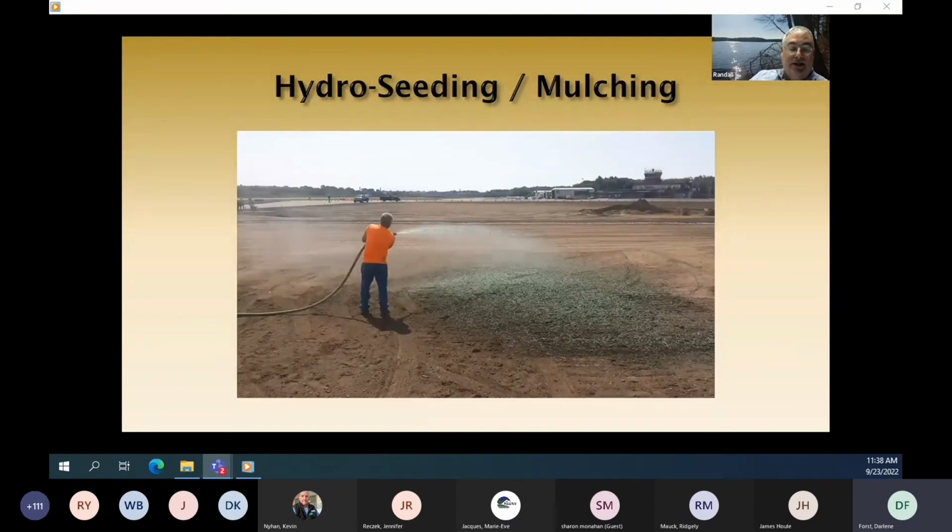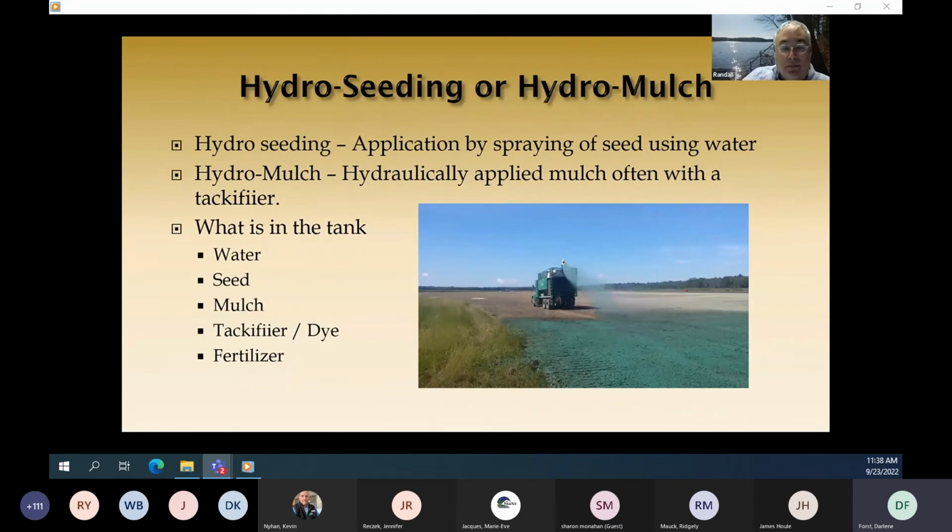A little bit about hydroseeding. This is another method of stabilizing areas. Basically, hydroseeding is when you put the seed in a water tank and spray it on. Hydromulching is when you put a mulch in that tank and spray it on. What's in the tank is often the mystery, and how much you specify or how much you leave to the contractor is one of those things where I think we're missing the boat if it's going to be a hydroseeded project.